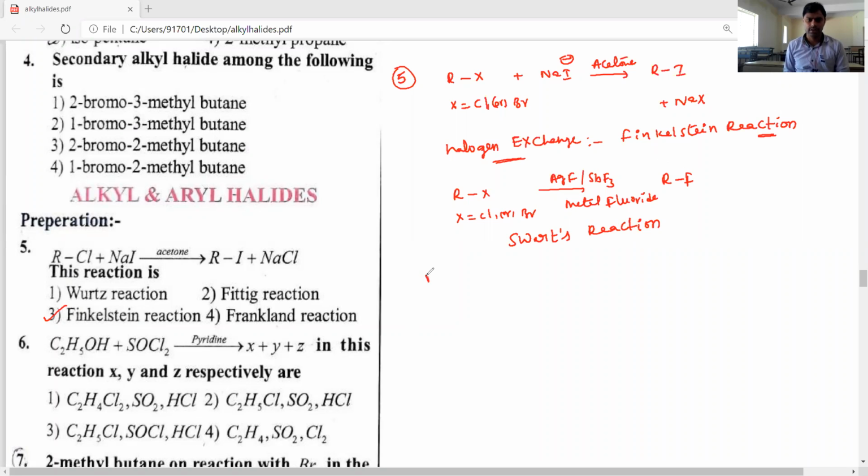Now let's see what is the Wurtz reaction. 2 moles of alkyl halides react with sodium metal in the presence of dry ether and form R-R. That is the Wurtz reaction. Now what is the Fittig reaction? Fittig reaction means 2 moles of aryl halides react in the presence of sodium metal. The product is biphenyl. This is known as the Fittig reaction.